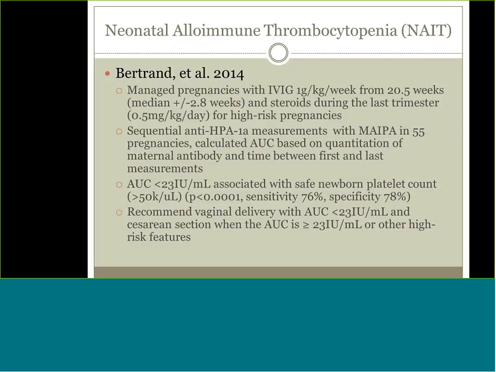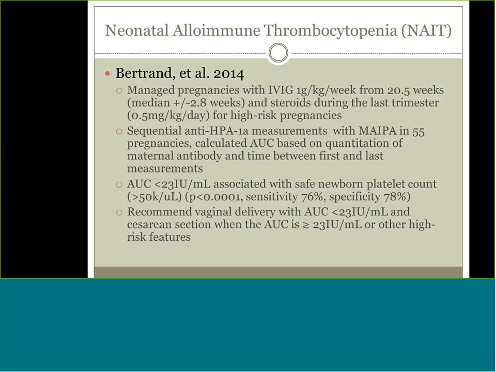In a recent study, they managed pregnancies with IVIG 1 gram per kilo per week from 20 weeks and steroids during the last trimester, and they reserved these for very high-risk pregnancies. What they were trying to do was find an alternative to direct fetal platelet count determination, which comes at a price. There's a risk of fetal loss, there's a risk of fetal hemorrhage. They wanted to see whether there was a way to monitor the antibody titer in mom to see if maternal response would be reflected in fetal response.